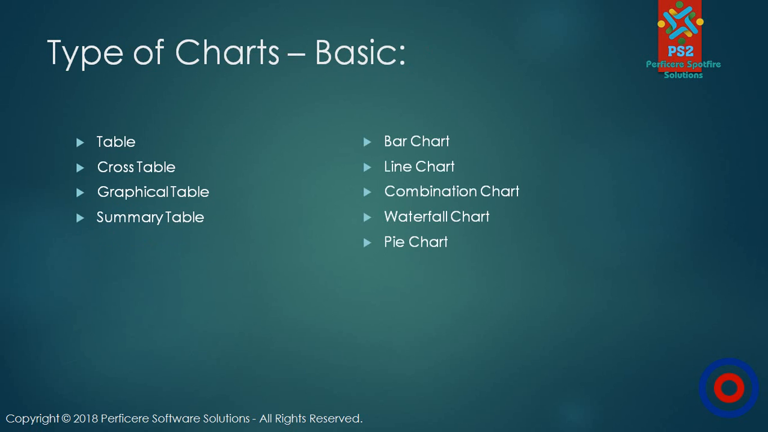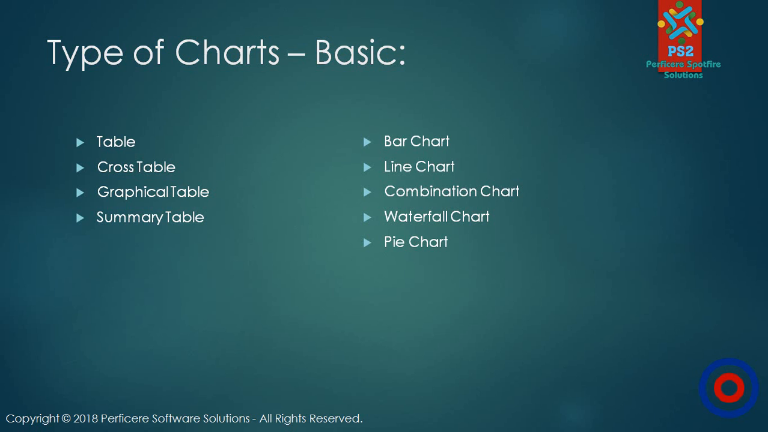So these are the charts. We consider these the basic charts which we can explain: table, cross table, graphical table, summary table, bar chart, line chart, combination, waterfall, and pie charts. Along with these charts, we are going to explain the properties for each visualization.